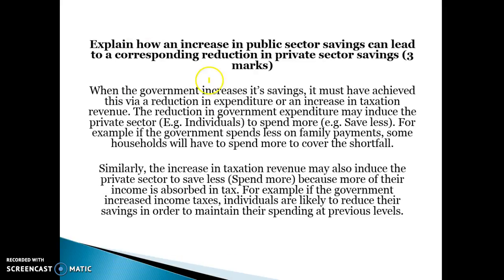Just to finish off, just one question. How can an increase in public sector savings lead to a reduction in private sector savings? When the government increases its savings, it generally does this by increasing taxes and reducing expenditure. So they might reduce family payments or reduce welfare for people. This basically means that people will have to spend more to cover the shortfall. So the increase in taxation revenue will basically mean that people will be more likely to go into debt, and therefore that's going to lead to more private sector debt.